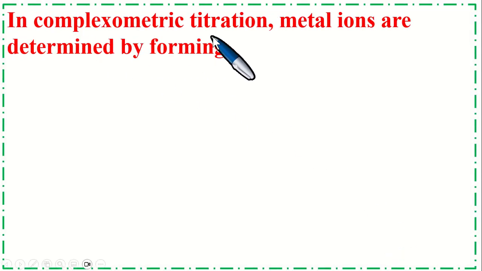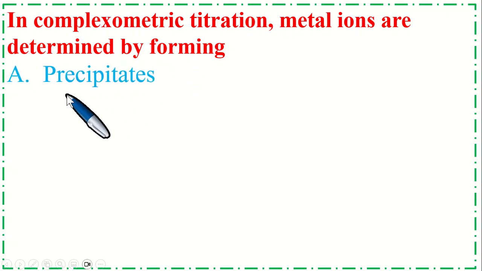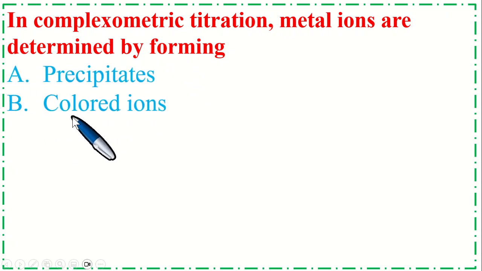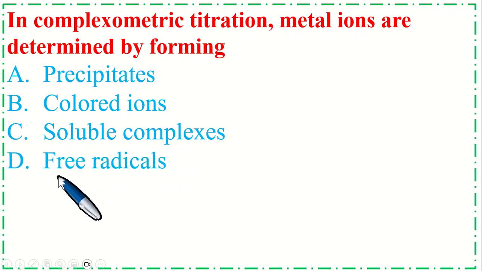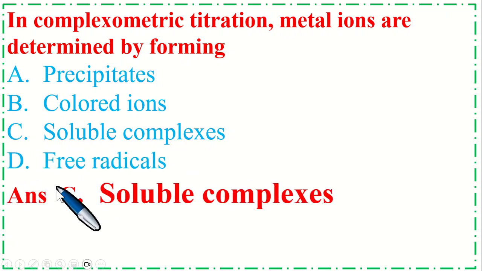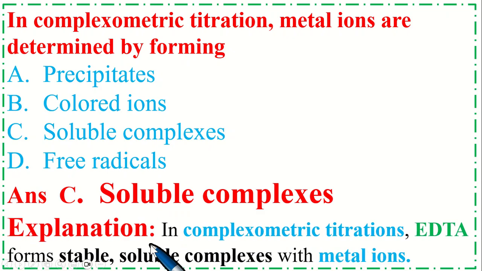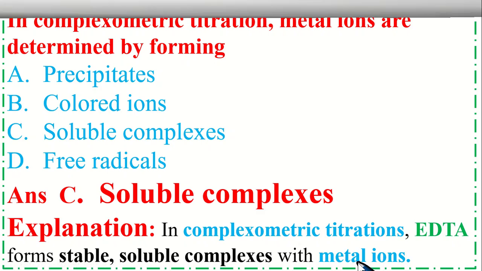In complexometric titration, metal ions are determined by forming: option A, precipitates; B, colored ions; C, soluble complexes; and option D, free radicals. So the correct option is C, soluble complexes. In complexometric titrations, EDTA forms stable soluble complexes with metal ions.